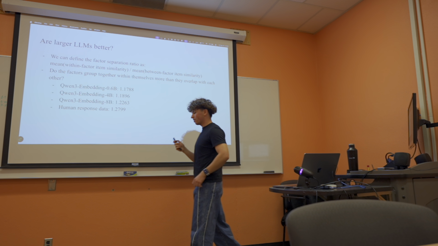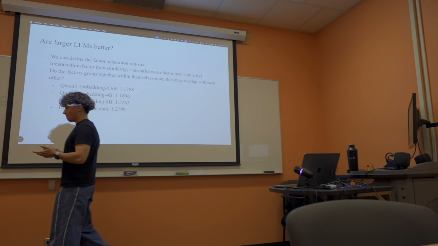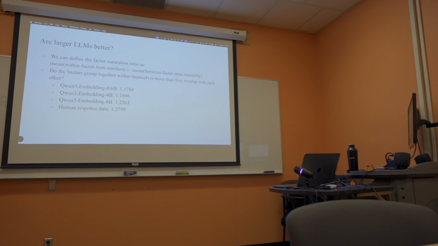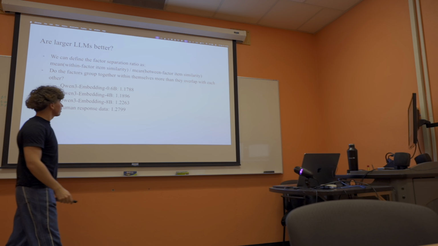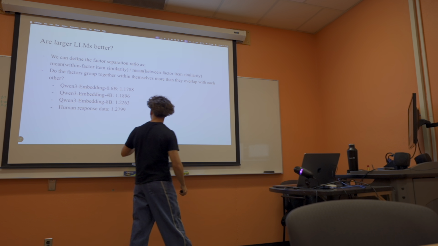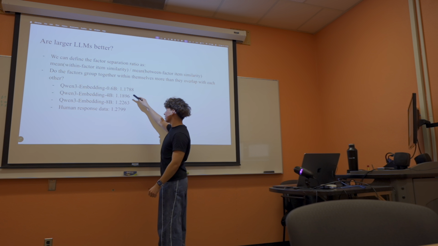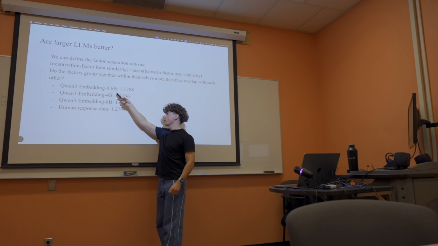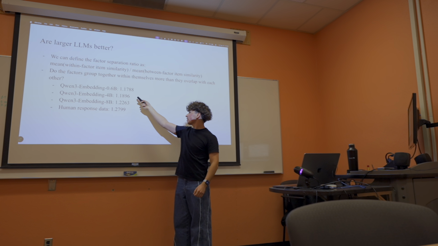So you might be wondering, are larger models better than smaller models? And the answer is yes. So you can define a factor separation ratio as the within factor clustering divided by the between factor clustering. And to do that, we have these numbers here. So this is a very small model, which has 0.6 billion parameters, and that's its ratio.